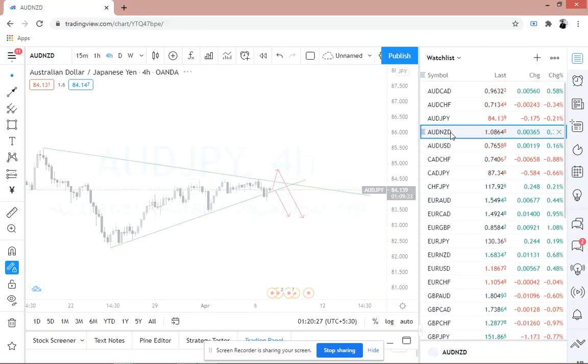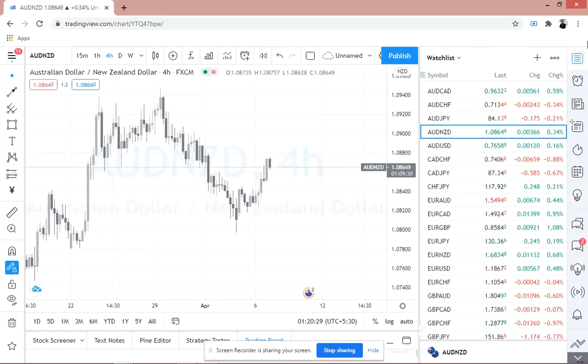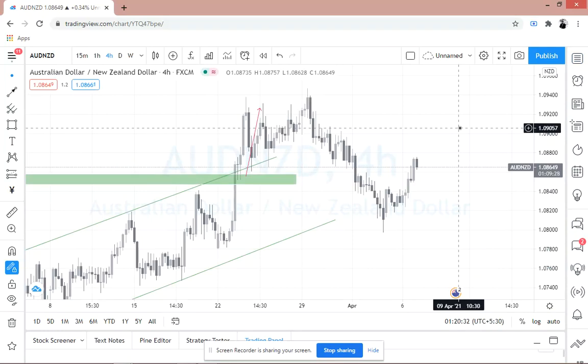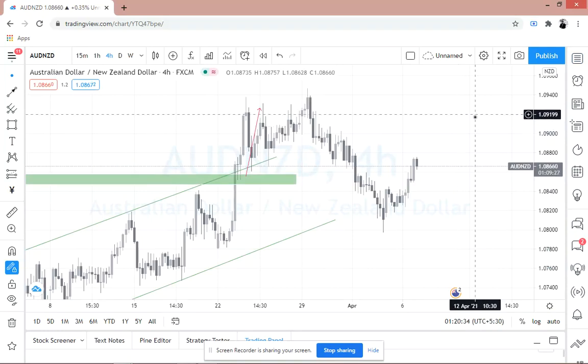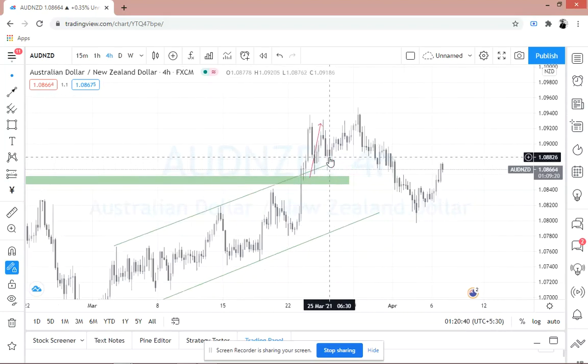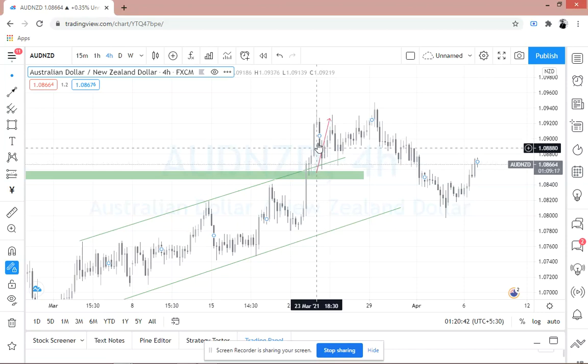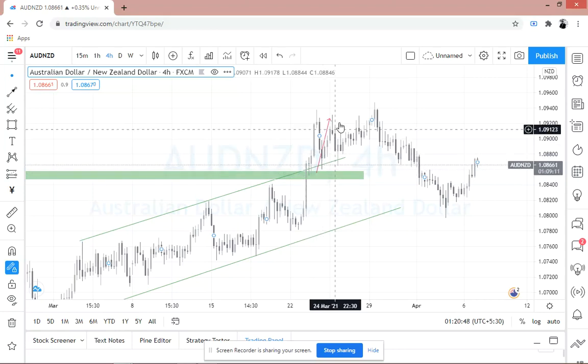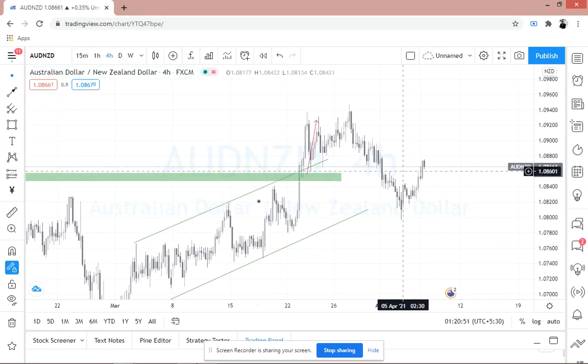AUDNZD, Australian, New Zealand. So AUDNZD, we can see the market moved in the same direction we predicted. The market made a strong rejection from the support area and started moving up.